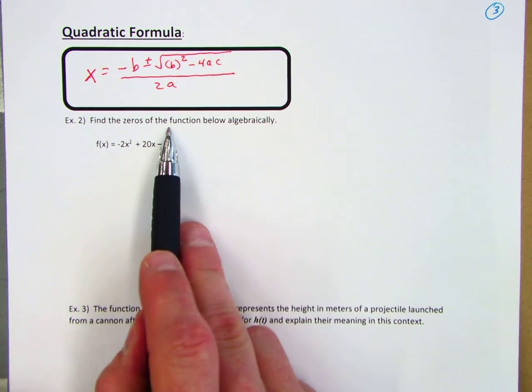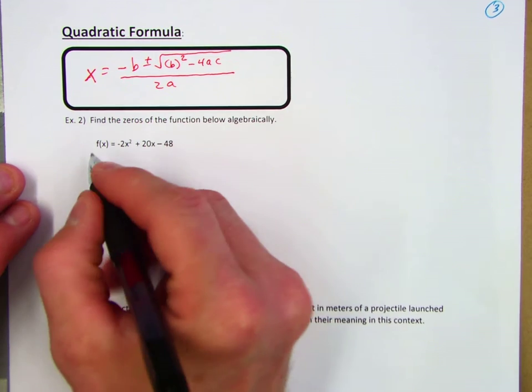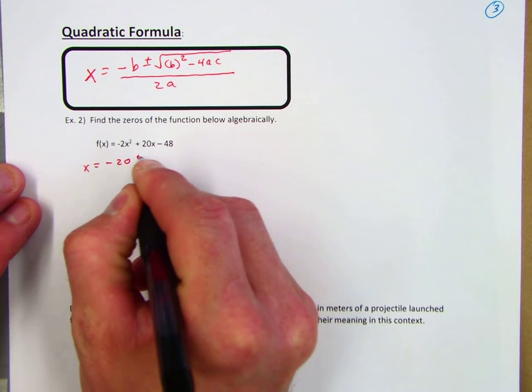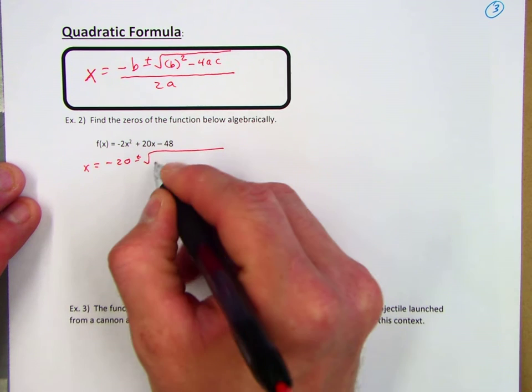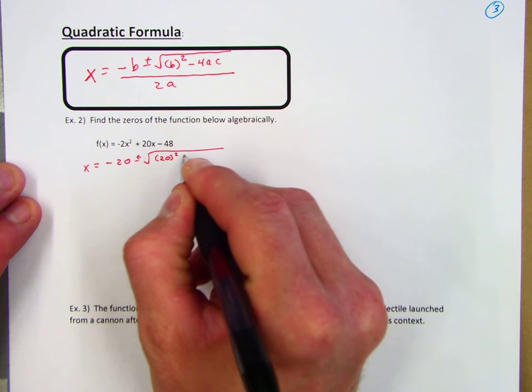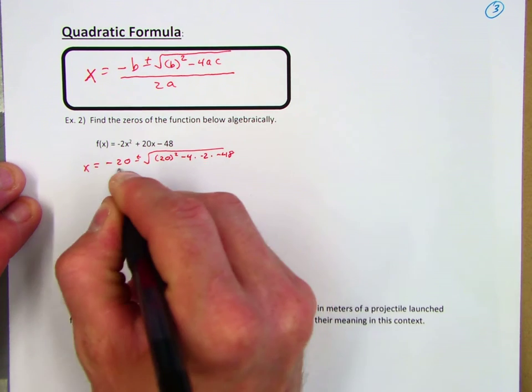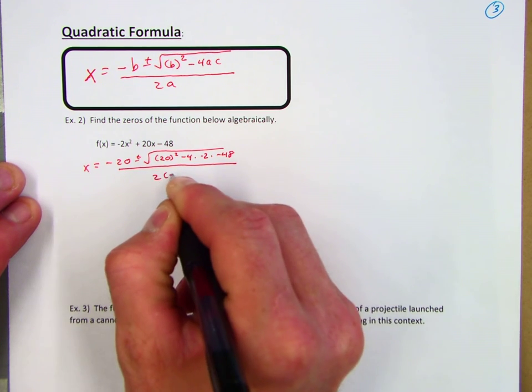Now, to find the zeros algebraically, you're just going to use x equals negative b plus or minus the square root of b squared minus 4ac, all over 2a.